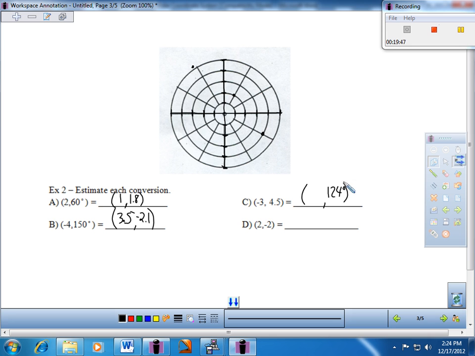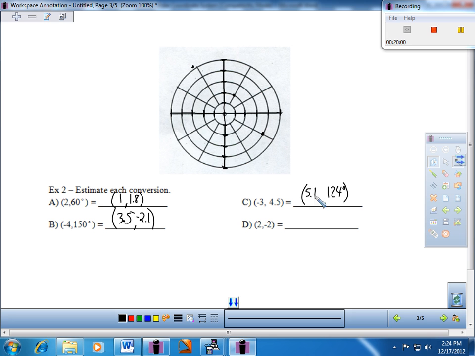And for the radius, if I'm going right out to my point, it looks like 1, 2, 3, 4, 5, and just a little more. I'm going to go about 5.1, give or take. Again, just a guess, just an estimate, nothing more at this stage. And I'm hoping you would agree to that. All right, let's do one more.